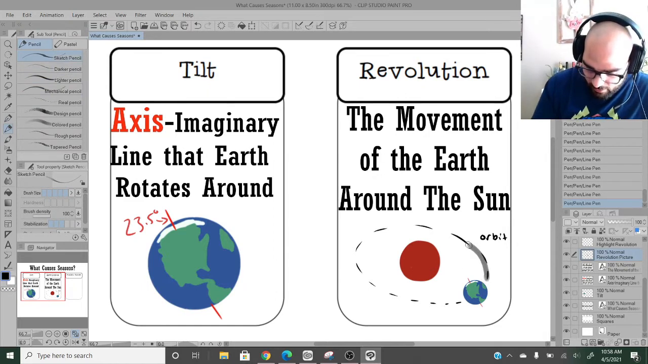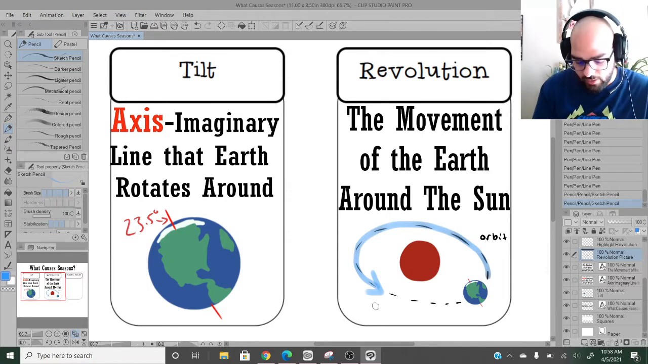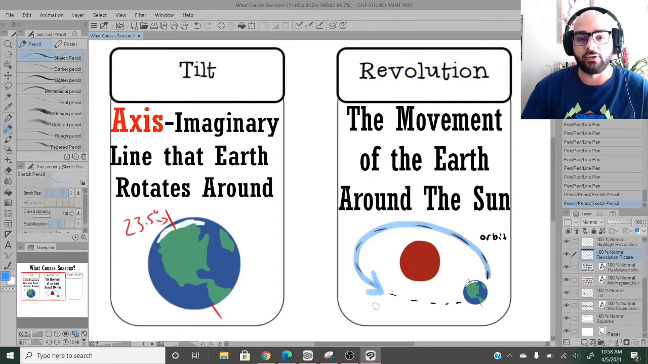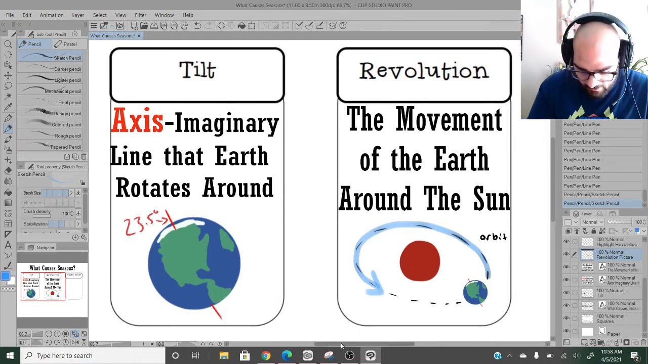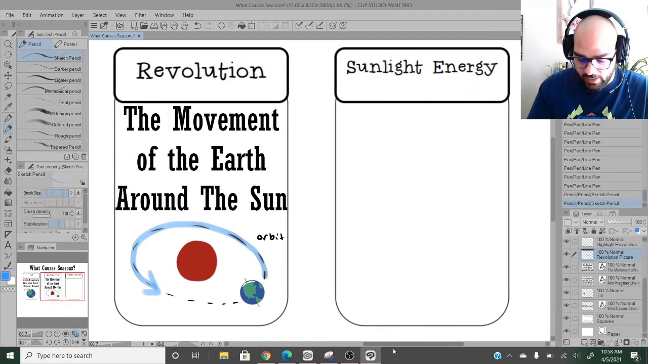So this is the path. I'm sorry, I'm going to make this into a lighter color. So this is the path that Earth is taking around the sun. It revolves around the sun in a counterclockwise motion, okay? So if you guys want to hit the pause button here, please feel free to do so. Okay, we talked about the tilt. We talked about revolution. Now we're going to move it into sunlight energy, right?